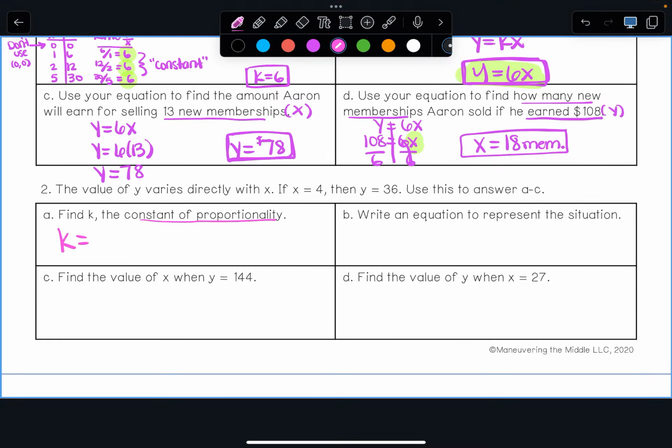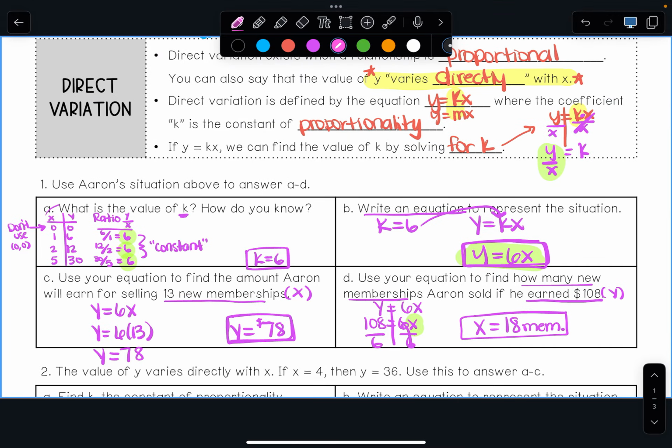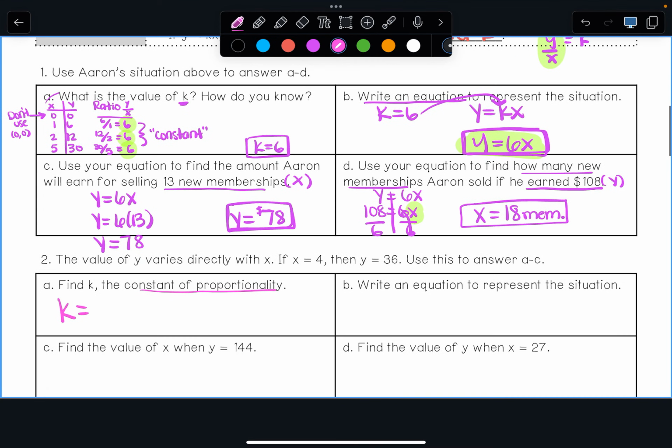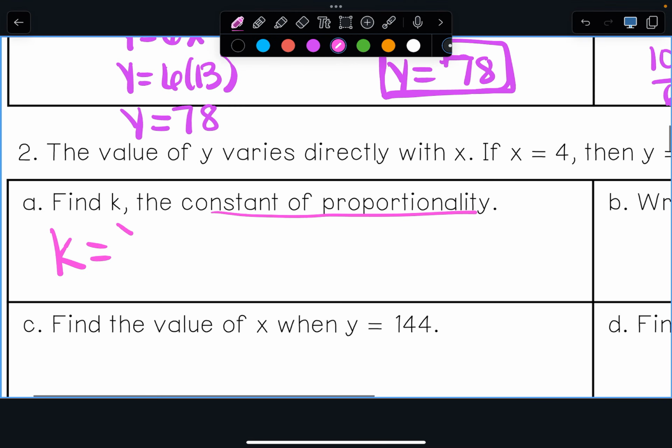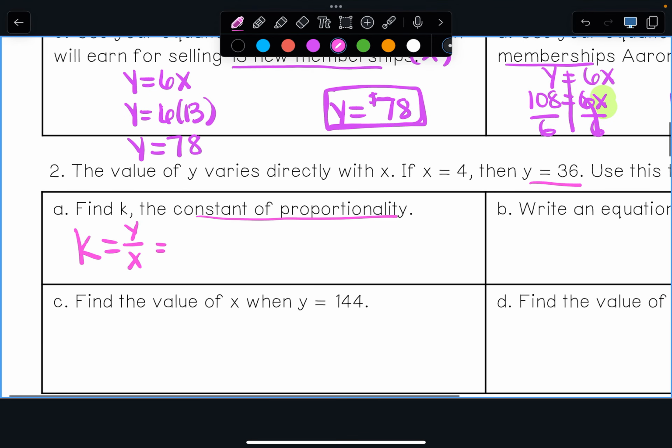The formula to find k, we found up here. K is y divided by x. So we're going to use that information. K is y divided by x. And in this case, the y value that is given is 36. The x value that is given is 4. 36 divided by 4 is 9.